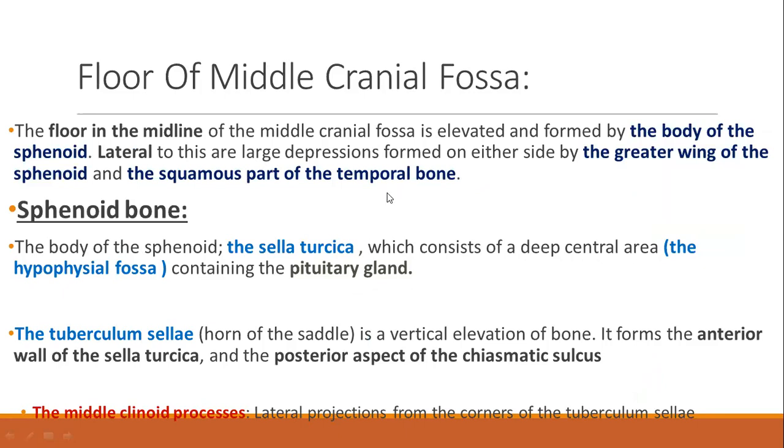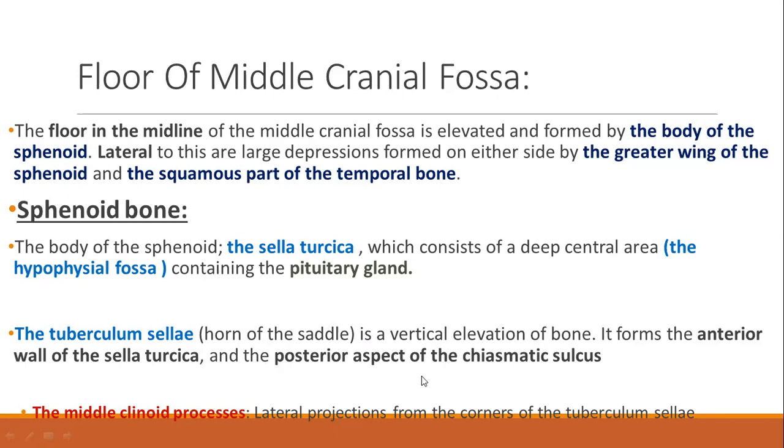The floor in the middle of the middle cranial fossa is elevated and formed by the body of the sphenoid. Lateral to this are large depressions formed on either side by the greater wing of the sphenoid and the squamous part of the temporal bone. On the body of the sphenoid is the sella turcica, which consists of a deep central area, the hypophyseal fossa containing the pituitary gland, and the tuberculum sellae. The horn of the saddle is a vertical elevation of bone. It forms the anterior wall of the sella turcica and the posterior aspect of the chiasmatic surface.